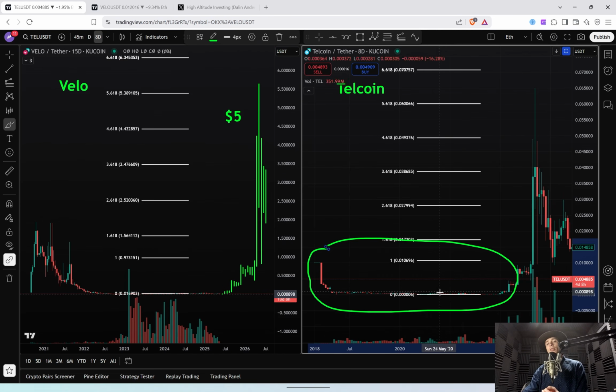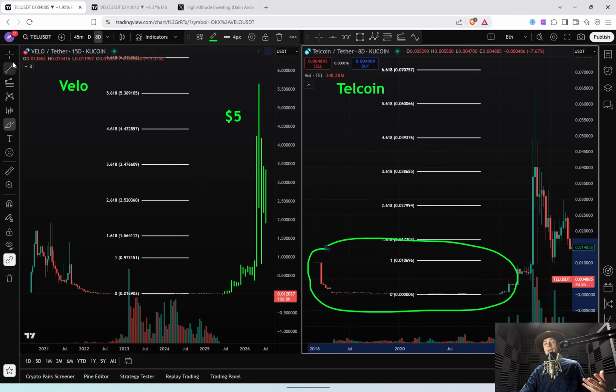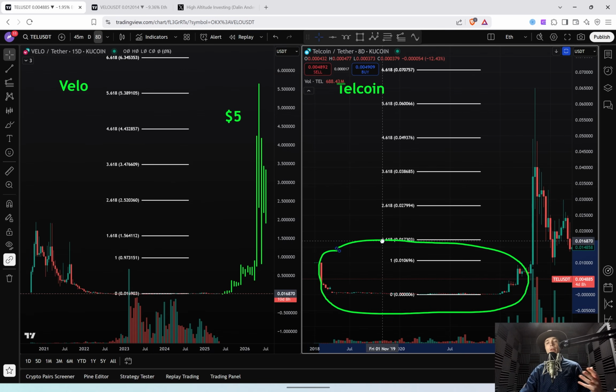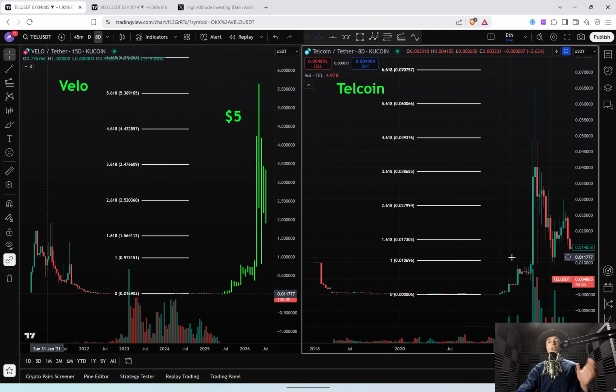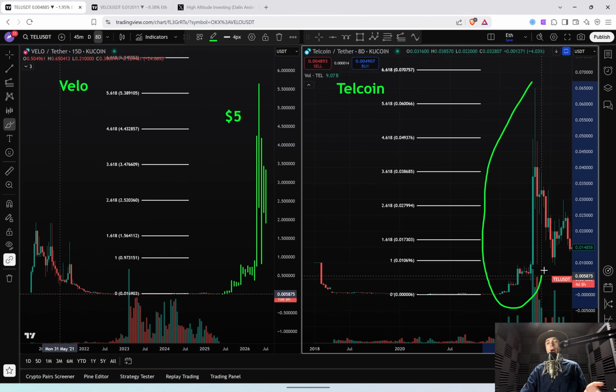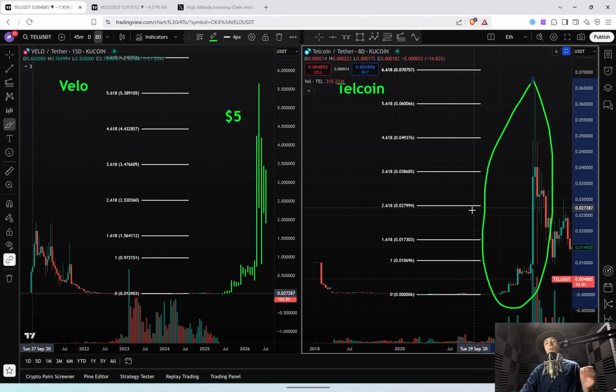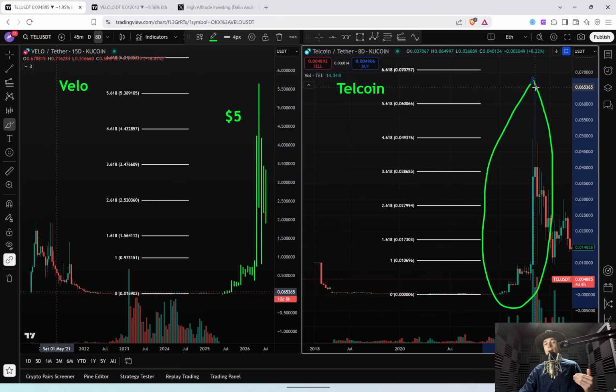Once that accumulation cycle finally completed, we saw a huge run up over here on altcoin. That was a huge bull market for this coin that took altcoin all the way up to a new all-time high, and we saw a proper bull market for altcoin over here in 2021. Now, what I personally believe is coming for Velo is the exact same thing.